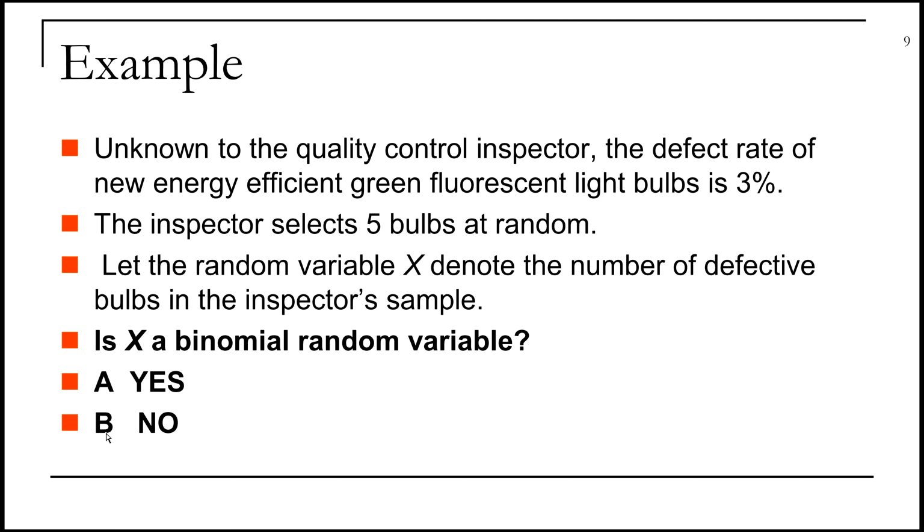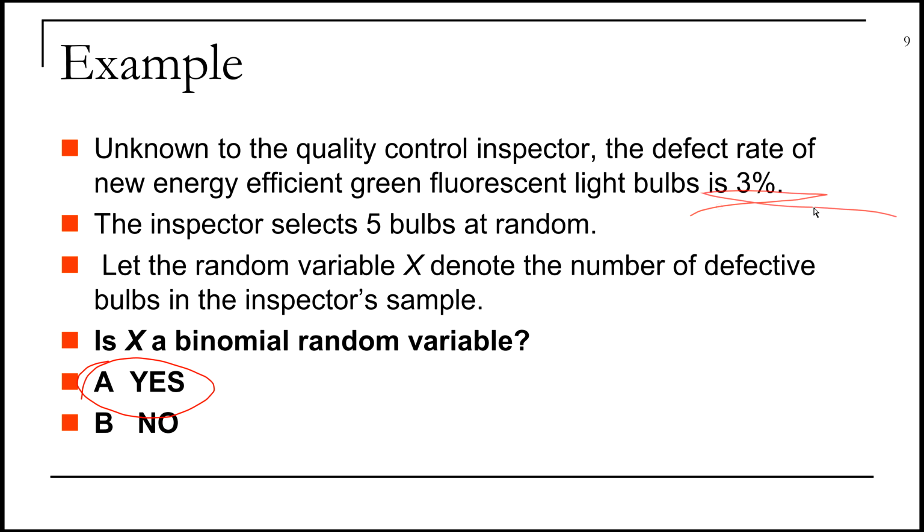Another example. Unknown to the quality control inspector, the defect rate of light bulbs is 3%. The inspector selects 5 bulbs at random. Let the random variable x denote the number of defective bulbs in the inspector's sample. Is this a binomial random variable? And the answer is yes, it is. And it's pre-specified.